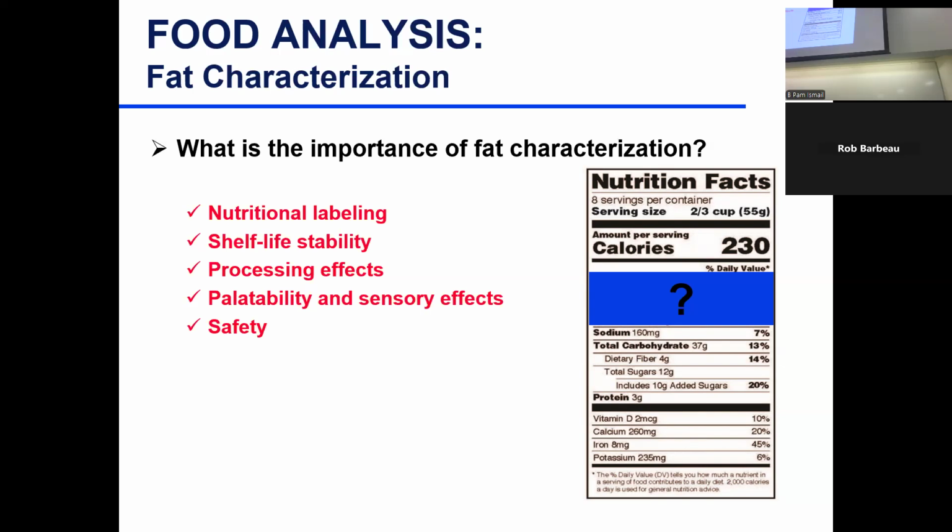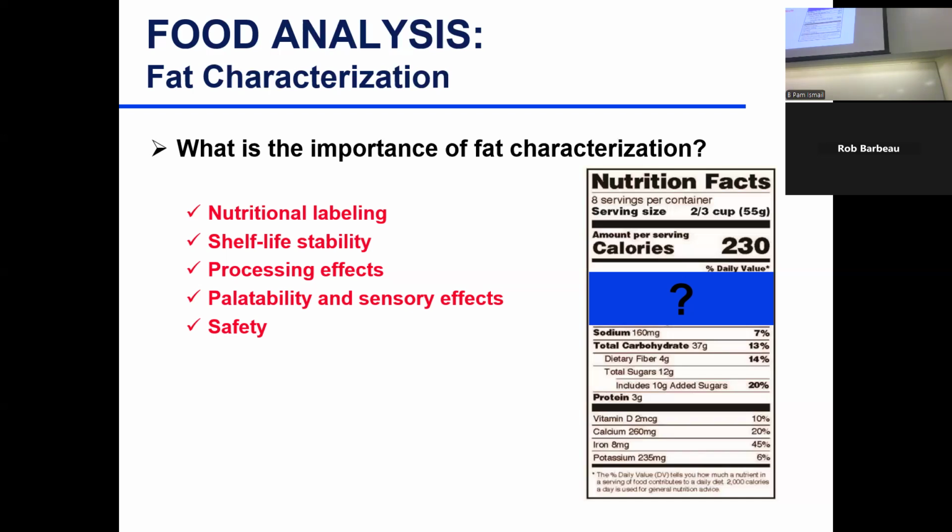Of course, we deep fry stuff, right? So we'll talk about how frying can impact fat characteristics. So processing effects, I'm going to give you examples throughout. Palatability and sensory effects. Palatability, like something that is creamy in your mouth, that's palatability. And then sensory, whether it's oxidized, rancid, whatever.